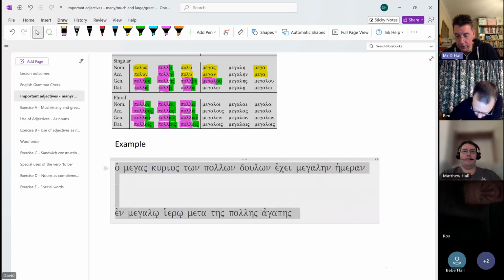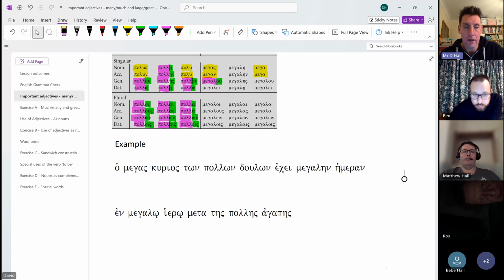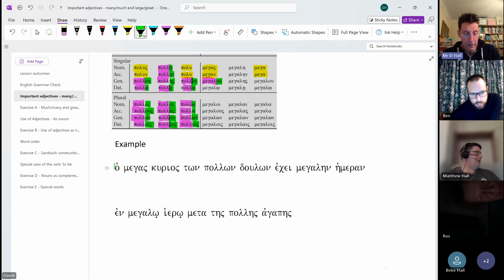So I tried to get a sentence which had lots of megas and polus in it. Just take a little look at this and we'll see what we come up with. I've kept them all together really, just so that we can translate them as we go. So we have ho megas kurios, and I guess the first thing to note here is that we are dealing with the irregular nominative form, and we have a nominative masculine ending here. So we have all of these three words, and maybe I'll highlight them.